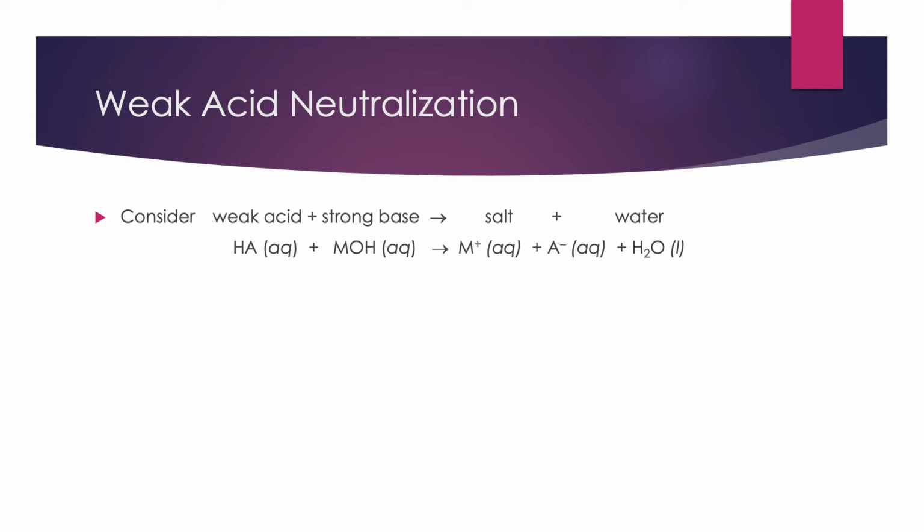Now let's move on to weak acid neutralization. So this may be a different story. When we consider adding a weak acid and a strong base together to make a salt in water, I won't specify a particular one, but our weak acid might be HA, our strong base might be MOH. We're going to produce a cation from the base and an anion from the acid, M+ and A-. So what we're interested in are the acid-base properties of the M+ ion. Does it have acidic properties, or does the A- ion have basic properties?